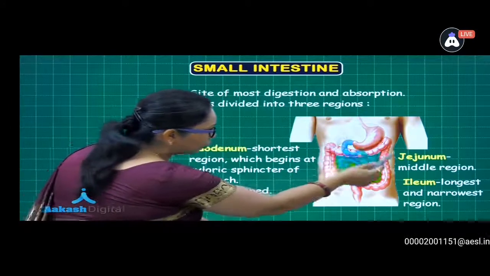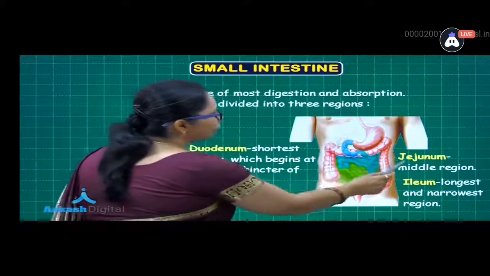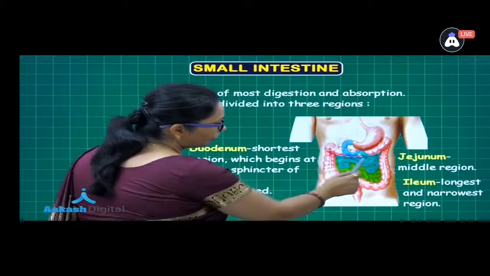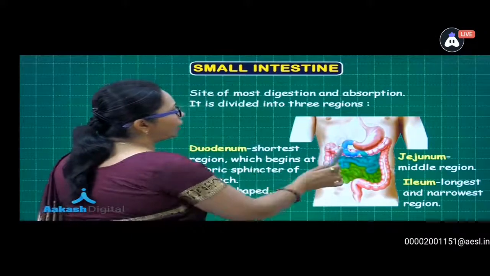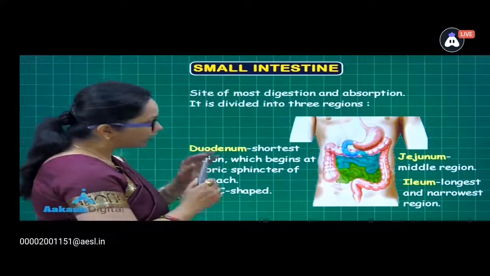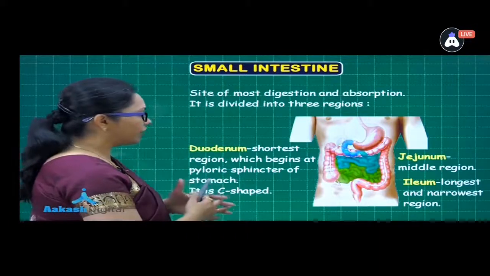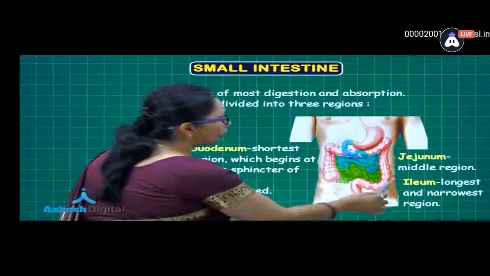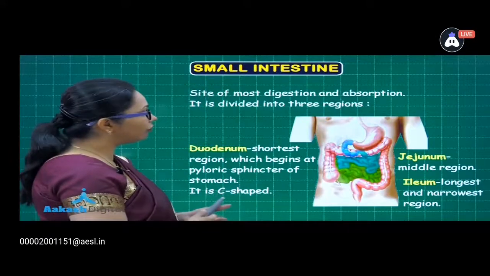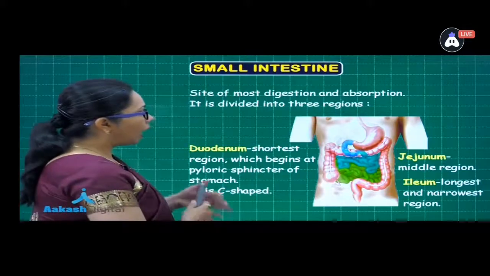then it is leading to the next part, that is the jejunum. And this jejunum is the middle region, and this is the one which we can see here. And if we see the internal side of the jejunum, it appears quite red. That shows that it is highly vascularized. And then the longest part, that is the ileum. It is highly twisted. The word ileum itself means twisted. It is the longest and the narrowest region.